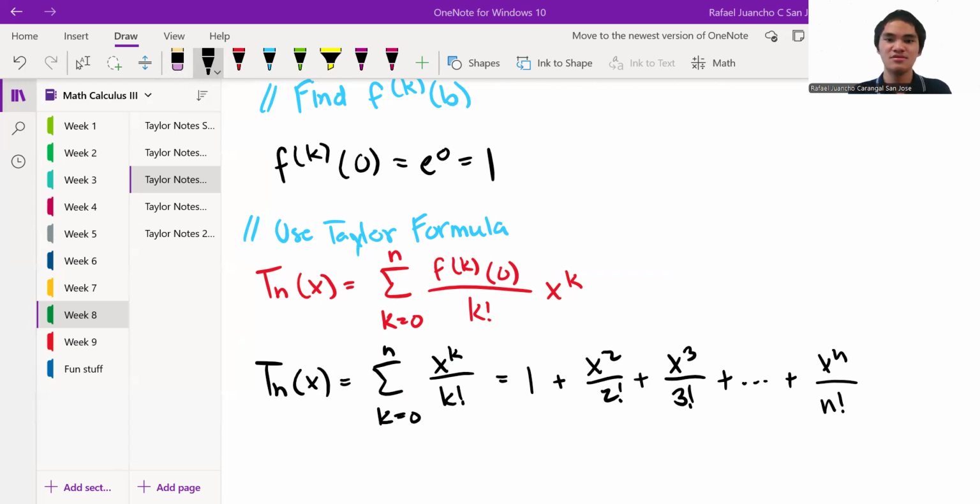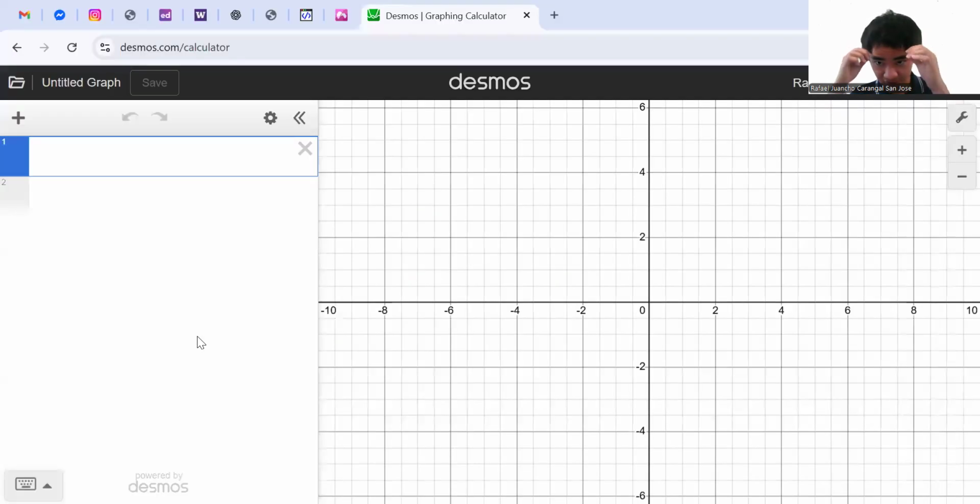Actually, let me show something. I'm going to go to Desmos. I'm actually going to show something here. So if we go here, let's open a graph calculator.